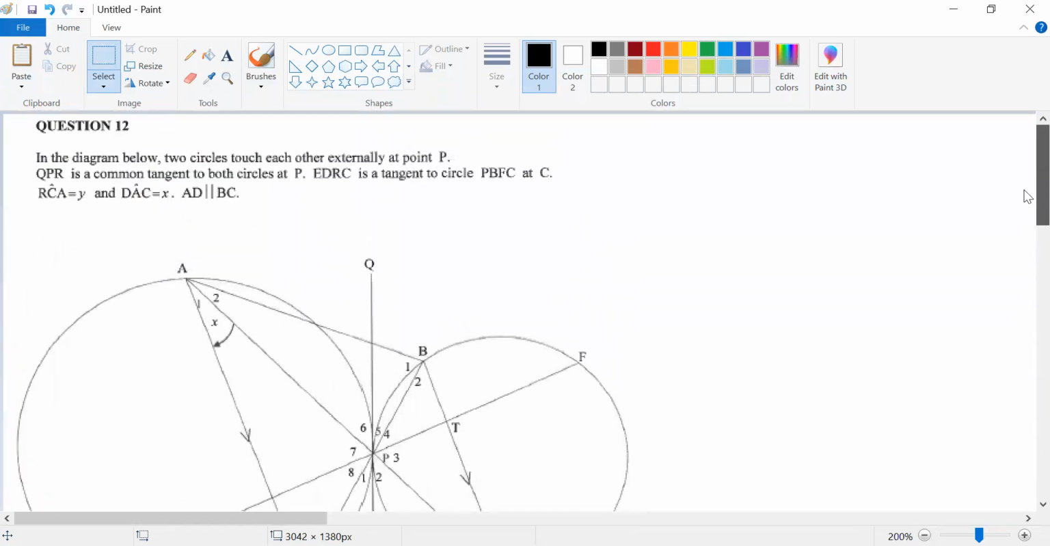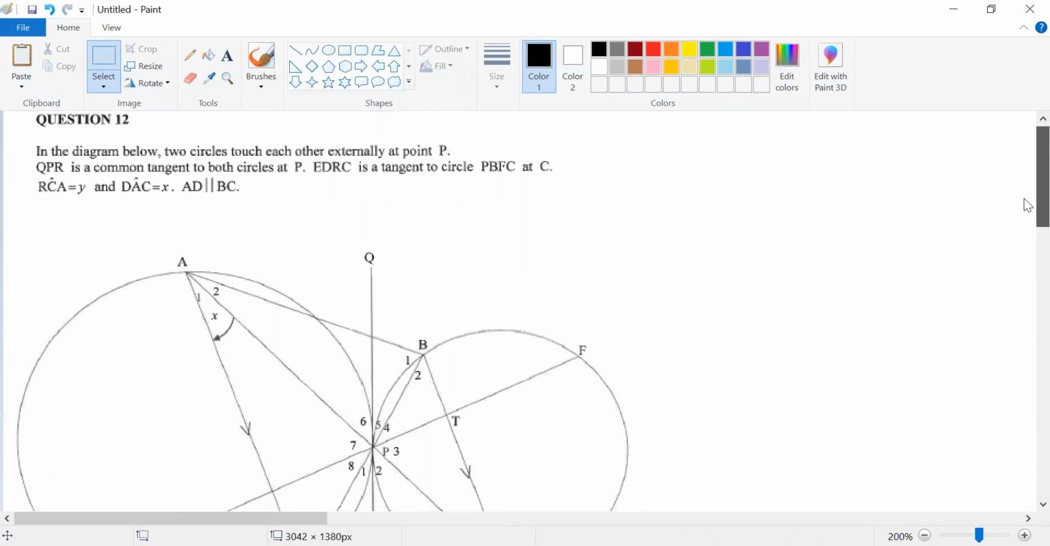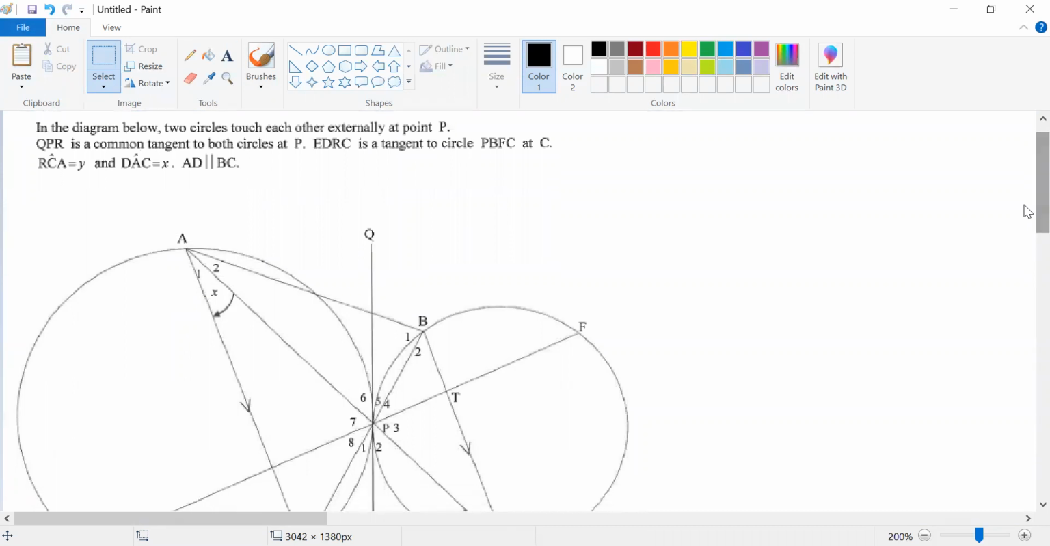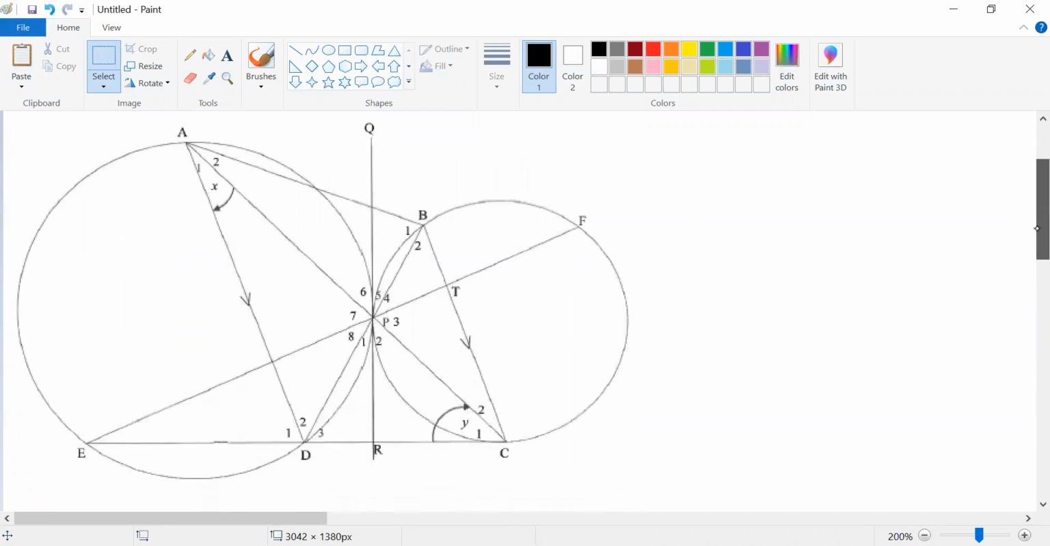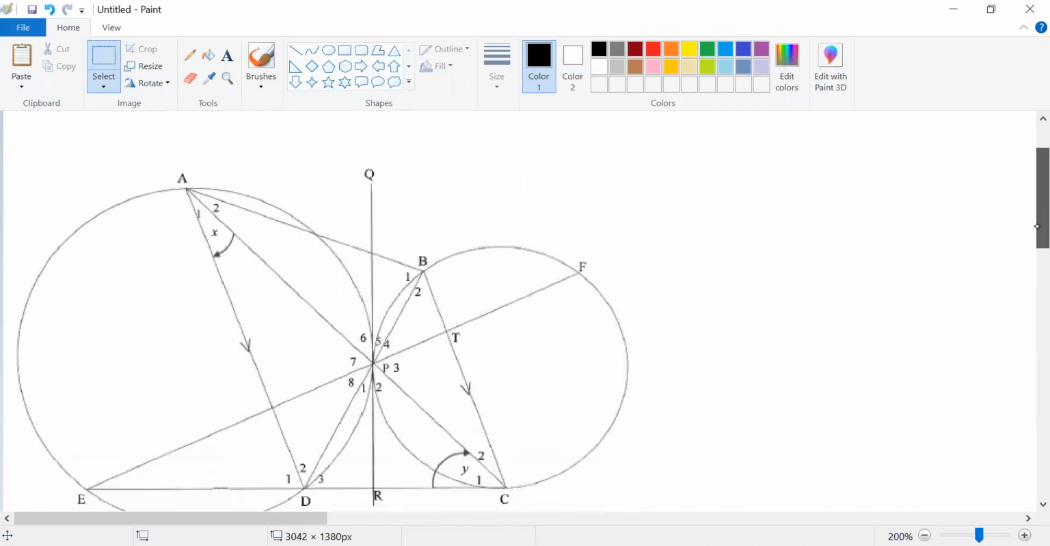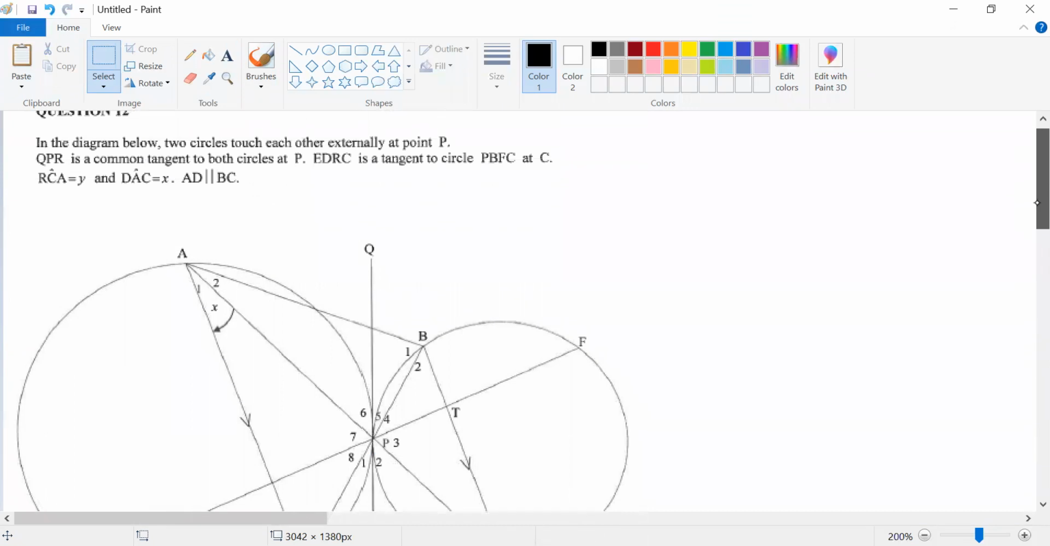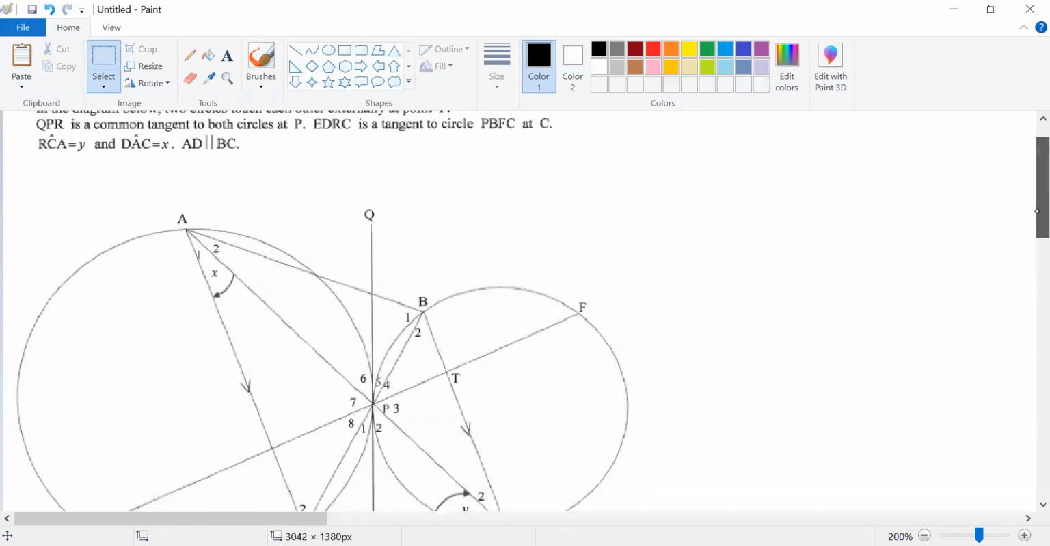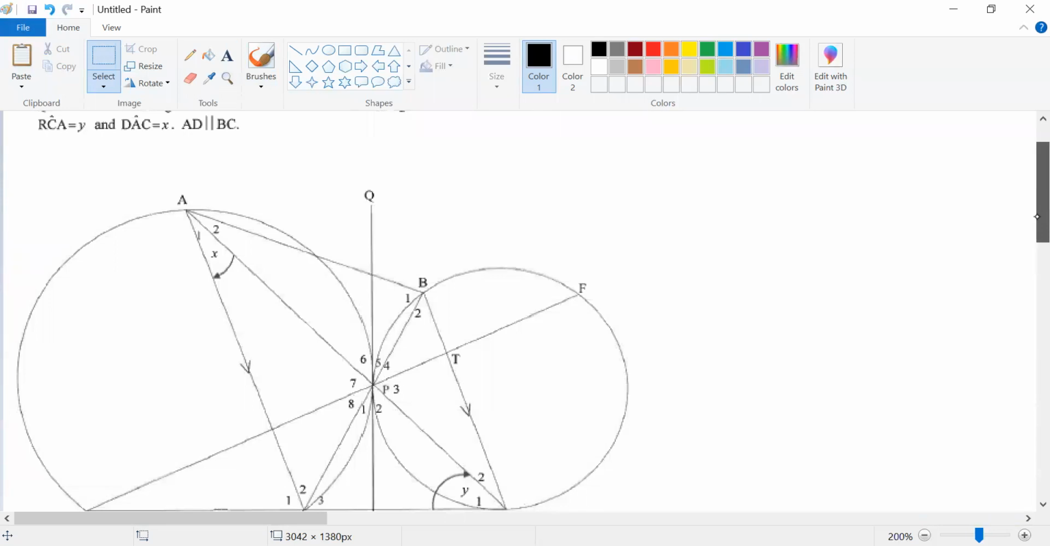They tell us in the diagram below, 2 circles touch each other externally at point P. So we can see that point P is found down there. And QPR is a common tangent to both circles at P, and EDRC is a tangent to circle BPFC at point C. There's a whole bunch of jargon there, but everything's on our diagram. And they give us angle Y and angle X.